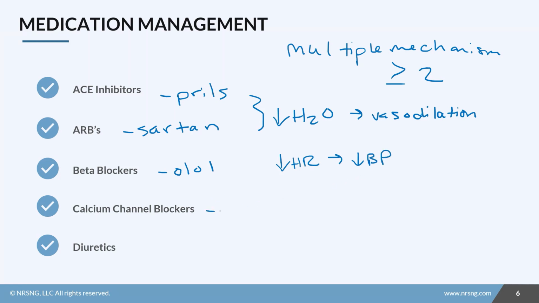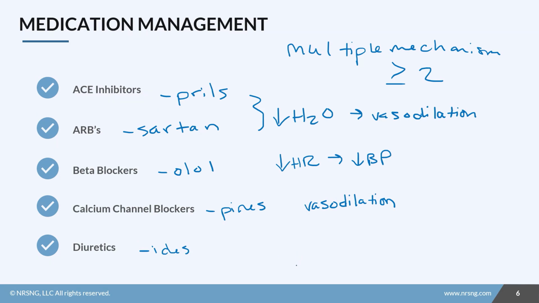We've got calcium channel blockers. Those are our dipines like nicardipine. These are going to help relax smooth muscle and you'll get vasodilation. So again, that helps decrease the blood pressure. And then we also have diuretics. These are our ides like furosemide or hydrochlorothiazide. So we give them a combination of these to help address their blood pressure and prevent end organ damage.